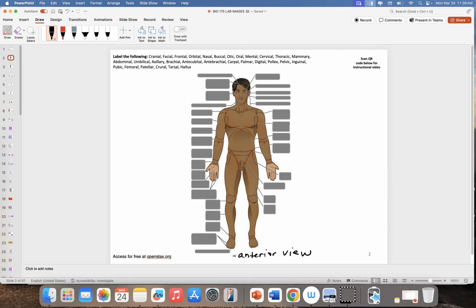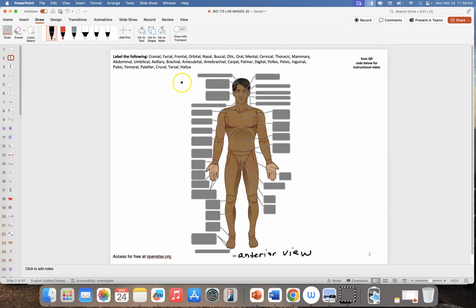To help us visualize these anatomical landmarks, we're going to be using this figure from the Anatomy and Physiology OpenStax textbook. And we're going to start with an anterior view. This individual is in anatomical position. They have their hands at their sides and their palms are forward. And we'll go ahead and start with our first anatomical landmark.